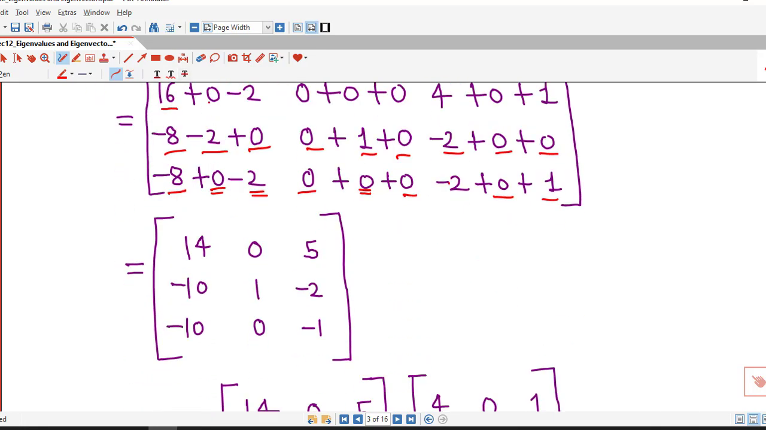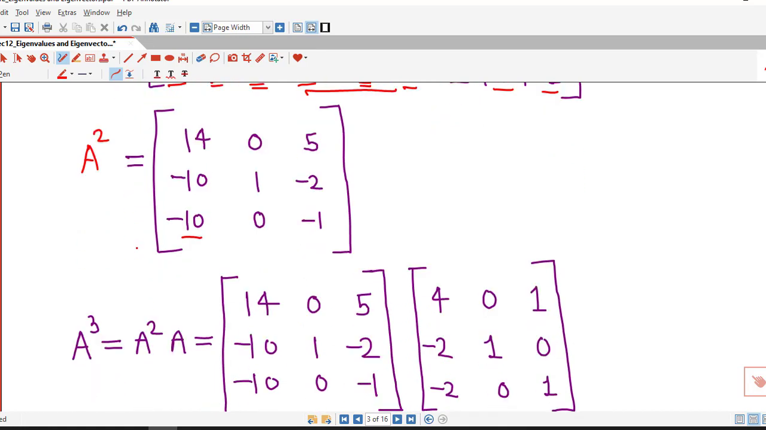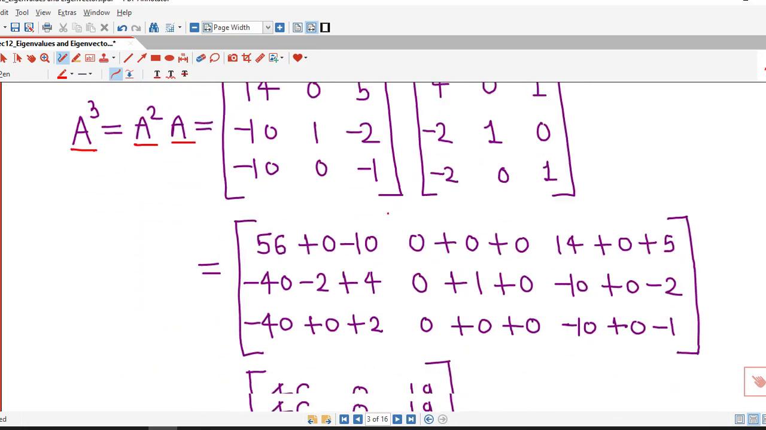And after simplifying this, we can write 14, this is going to be 0, this is 5, minus 8 minus 2, minus 10, 1, minus 2, minus 8 minus 2, minus 10, this is 0, and this is minus 1. So this is the square of the given matrix A. And we want A cube also. So we take A cube equal to A square into A. So we have written A square here.